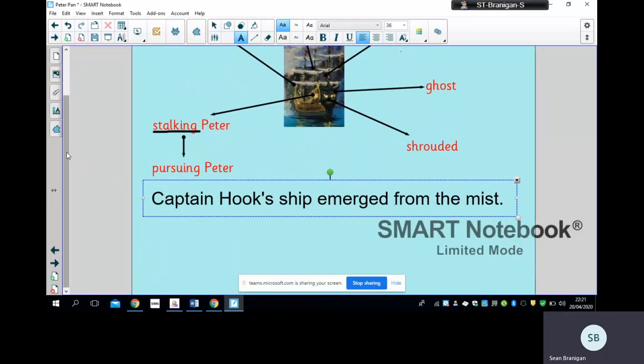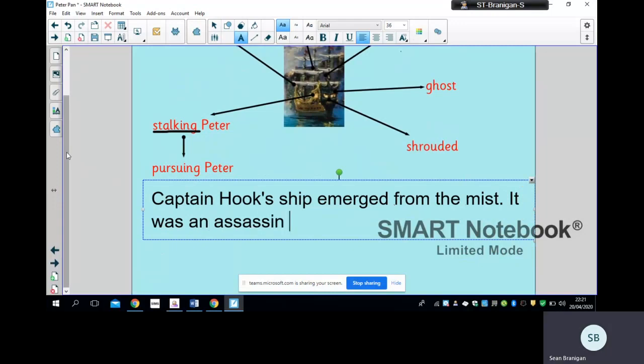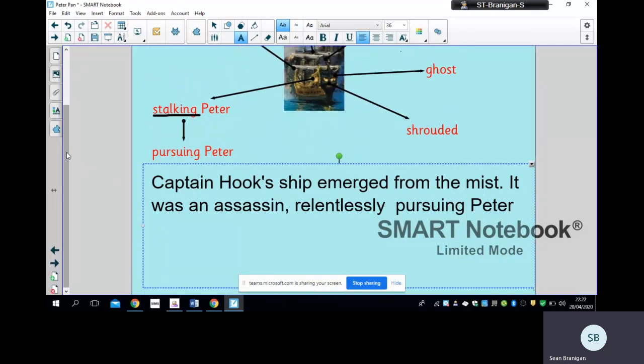I'm going to say it was something by using a metaphor. So it was an assassin. It was like an assassin, because that would be a simile. It was an assassin. It was an assassin relentlessly pursuing Peter. And relentlessly means it's not giving up, and pursuing means it's chasing. It's after Peter. It's following him.